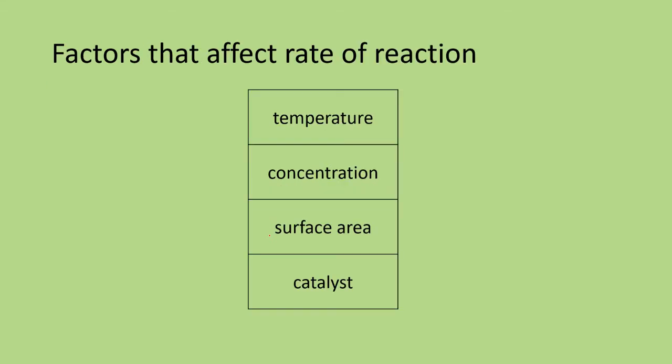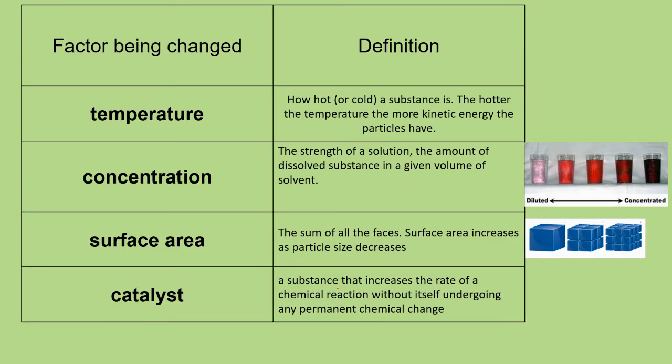So these are the four factors that we're going to investigate that affect the rate of reaction: temperature, concentration, surface area, and catalyst. So these are the definitions of what we talk about when we talk about these four things.